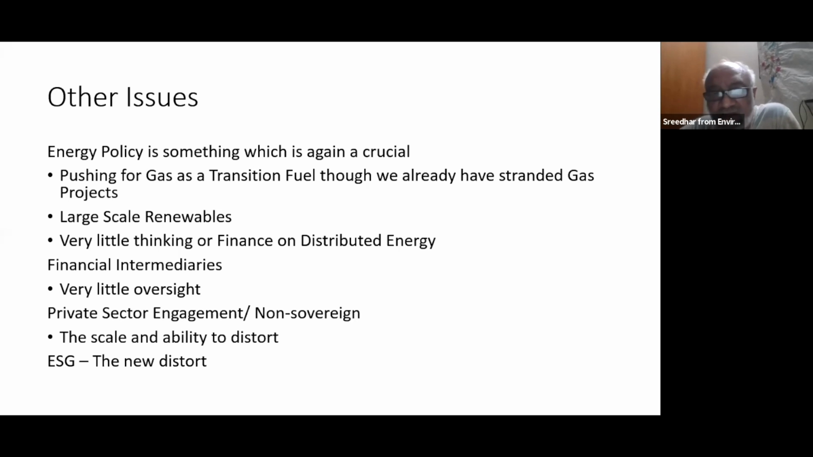Then there is the whole issue of public sector engagement, which has the scale and ability to distort. And similarly, the new elephant in the room is what is called the ESG investments, or environment, social, and governance issue based investments.